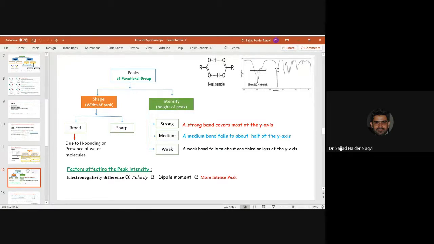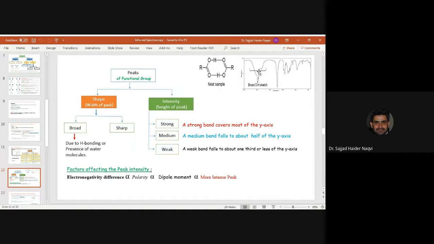So you can see that this is what we call the height of the peak, and this is what we call the width of the peak. The very important point is that the peak length or height actually refers to the intensity of the functional group, while the width of the peak refers to the shape of the functional group. So in that case, it can be either broad or sharp. Like in this case, you can see it's broad. In this case, it's sharp.